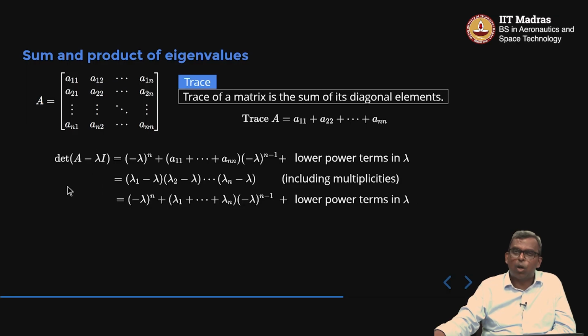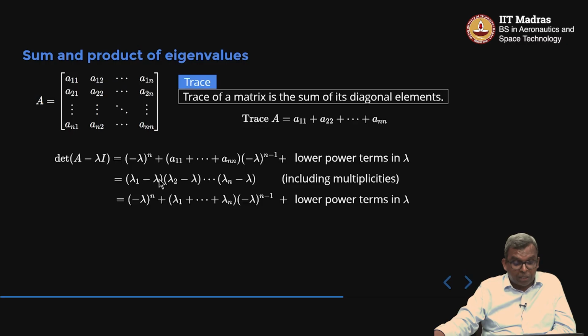Notice how the same characteristic polynomial can be written in different ways. First, in terms of powers of lambda. Then we observe this interesting fact that the trace shows up as the coefficient of minus lambda to the power n minus 1. And then when you factor it out, you can write it as a product like this.